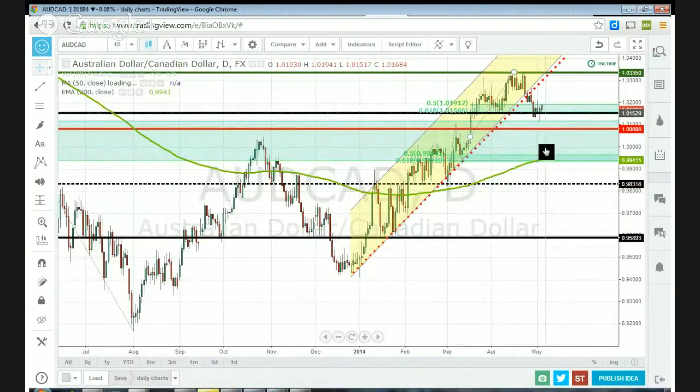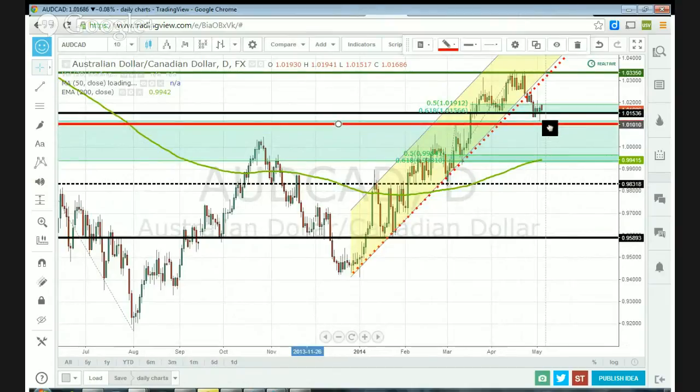Now we just need to come back a little bit. Oh, this is not where my stop is. My stop is a little bit higher. It's right there. Yeah, it's like 94. Okay, so I'm entering at 101.53. My stop is at 100.94.